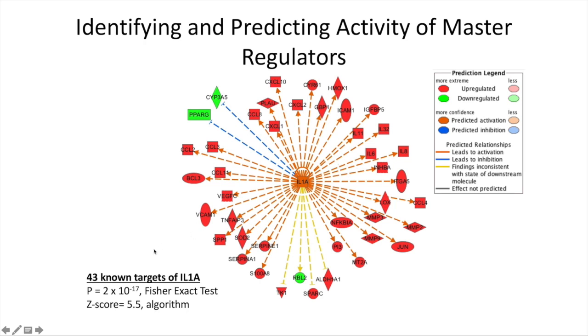What I see in my list is I find 43 known targets of interleukin 1A, right? It's kind of like, if I get 43 draws, what are the odds that I get all these interleukin things? Pretty rare, right? So I know interleukin 1A is playing a role in my system. And the vast majority of the time when interleukin 1A is known to activate a gene, it's going up, and when it's known to inhibit something, it's going down.